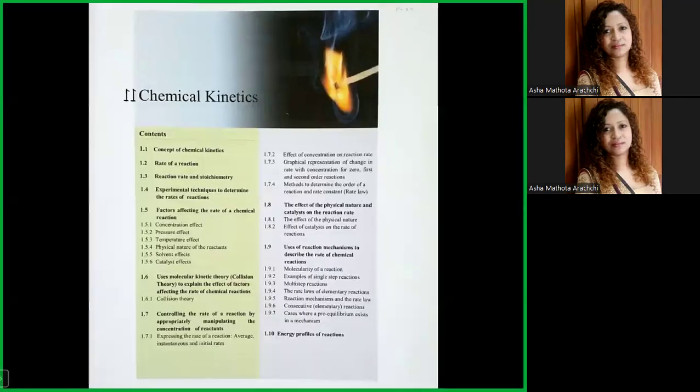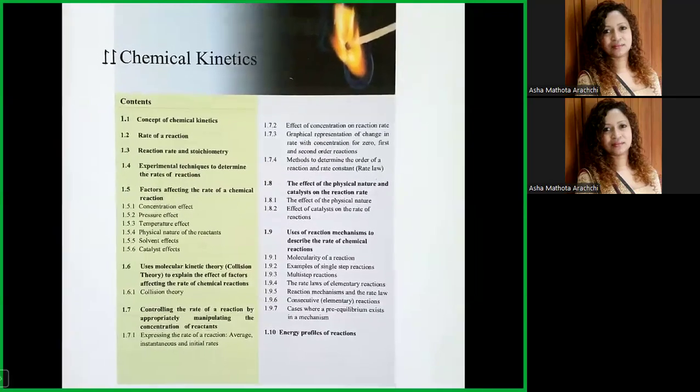Okay, chemical kinetics. Here we are talking about the reaction rates and reaction mechanisms.